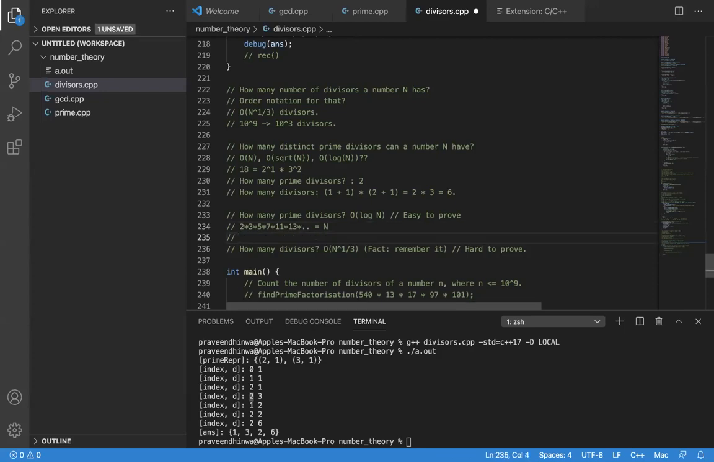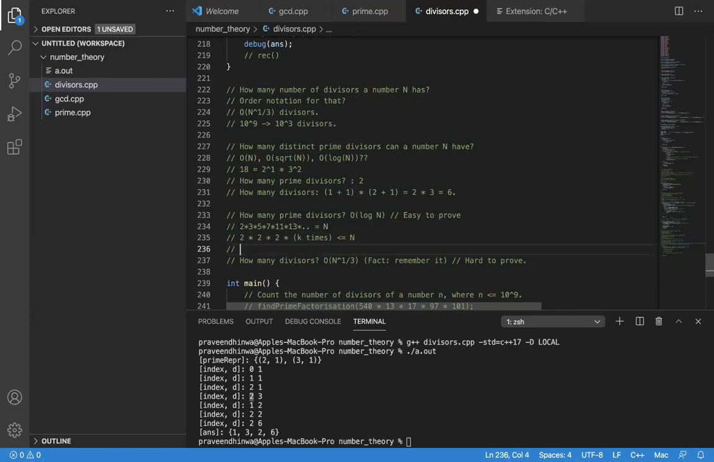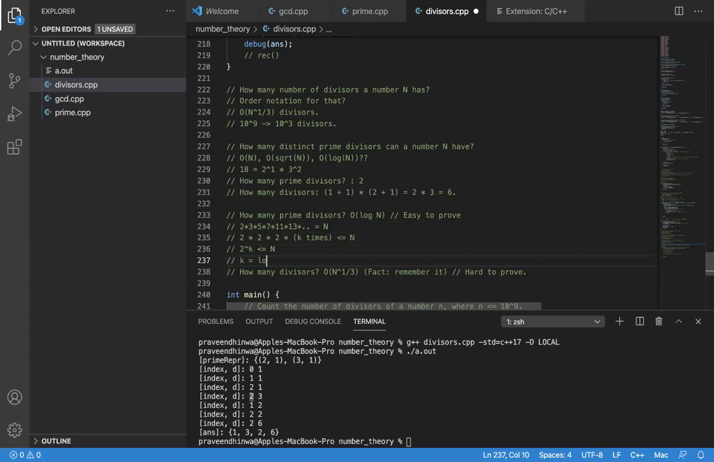You replace each, so 2 into 2 into 2 into 2, k times. This is less than or equal to n. So 2 power k is less than or equal to n. So k is order of log n. Is this part clear? You are multiplying by even larger numbers.